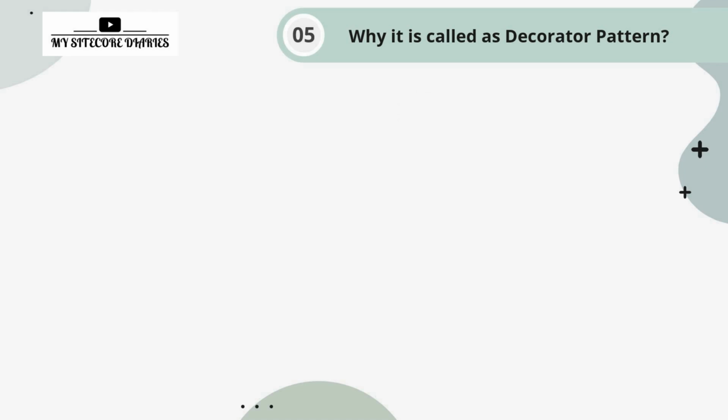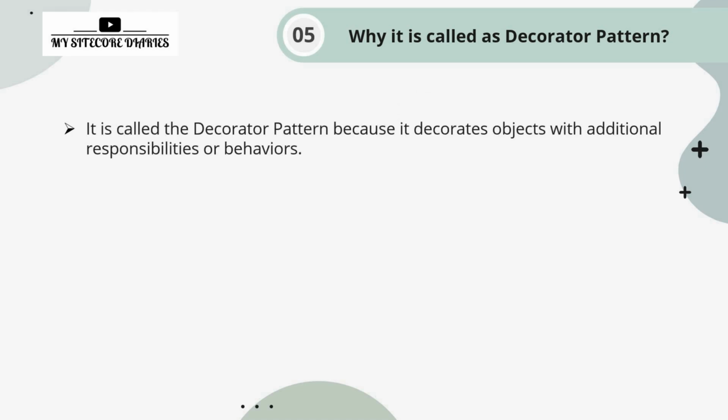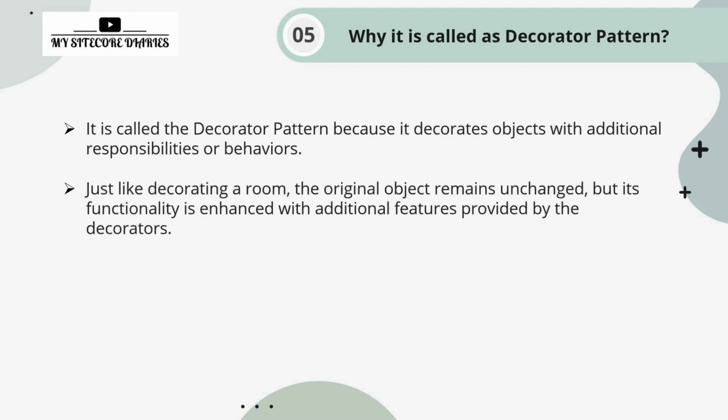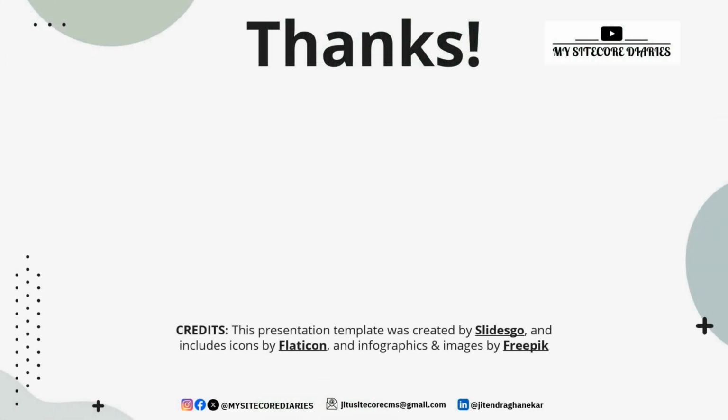Now why is it called a decorator pattern? It is called a decorator pattern because it decorates the object with additional responsibilities or behavior. So we have seen we created a decorator pattern where we added the responsibilities. So we are decorating your basic functionalities. You can have a basic functionality, and on top of that you are decorating. Just like decorating a room, the original object remains unchanged, but its functionality is enhanced with the additional features provided by the decorators. So you have a basic function, and on top of that you are decorating with the additional functionalities.